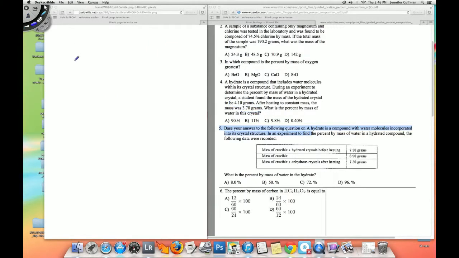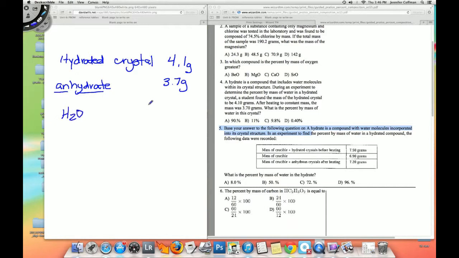Okay, so let's just write what we know. We know that the hydrated crystal, that's the crystal with the water on it, weighed 4.1 grams. We know that the anhydrate, that's the crystal without the water, that means the water left, weighed 3.7 grams. Let's keep our units on there. So when we subtracted those, we got 0.4 grams of water. The water weighed 0.4 grams.